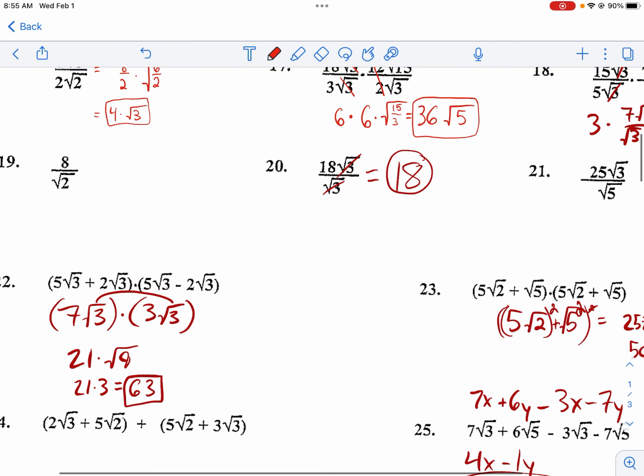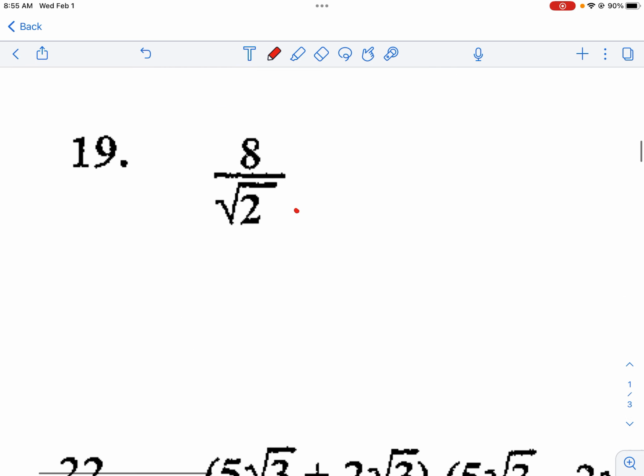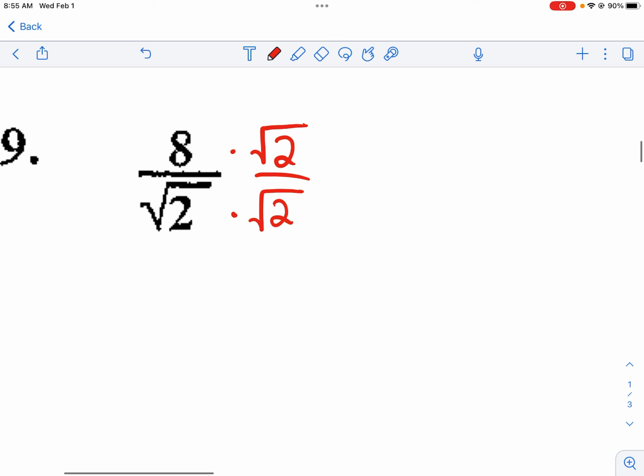Great work, Andrew. Number 19, we're going to multiply by square root of 2 on the top and bottom. You think, why are we multiplying? That's, again, what we call radicalizing the denominator. When we radicalize the denominator, we're essentially multiplying by 1, right? Square root of 2 over square root of 2 is 1, but we want to multiply by those so we can get rid of the radical in the denominator.